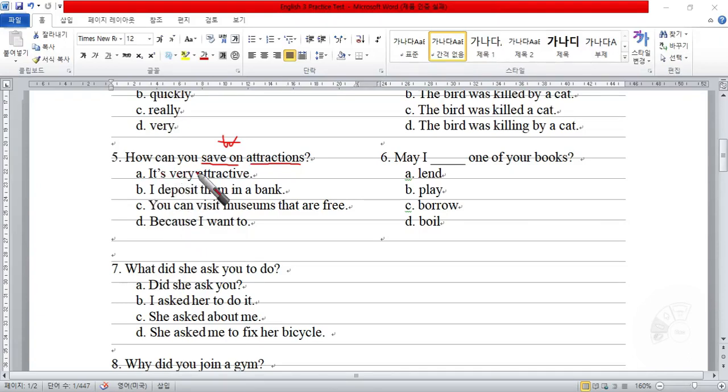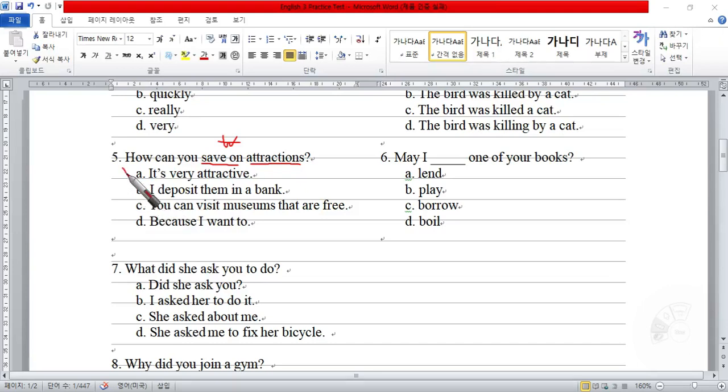A, it's very attractive. Okay, so we're not using the adjective form, we're using the noun form. We're talking about attractions. Yes, movies and concerts are very attractive. They attract me to them because they are very interesting, to say the least. But we're not talking about something that is attractive. We know it's attractive; it's an attraction. But I'm talking about saving money.